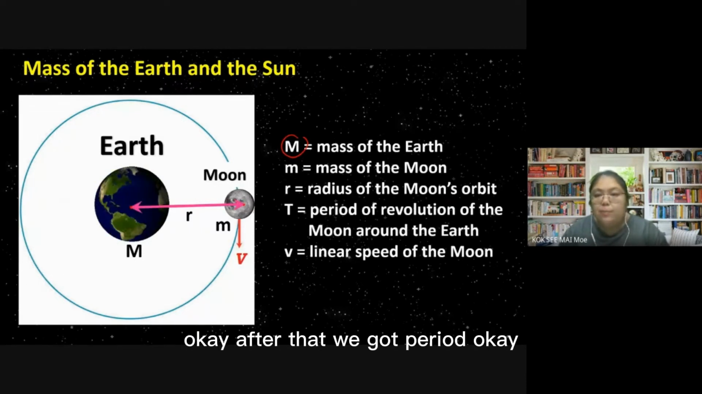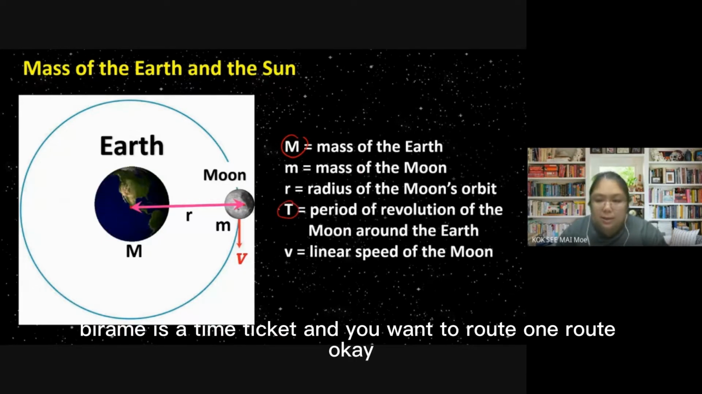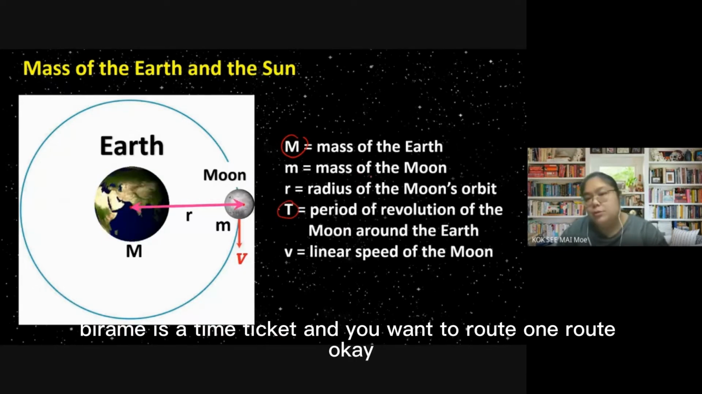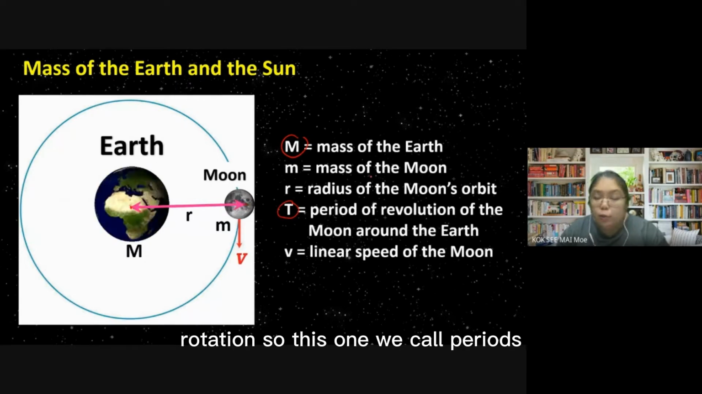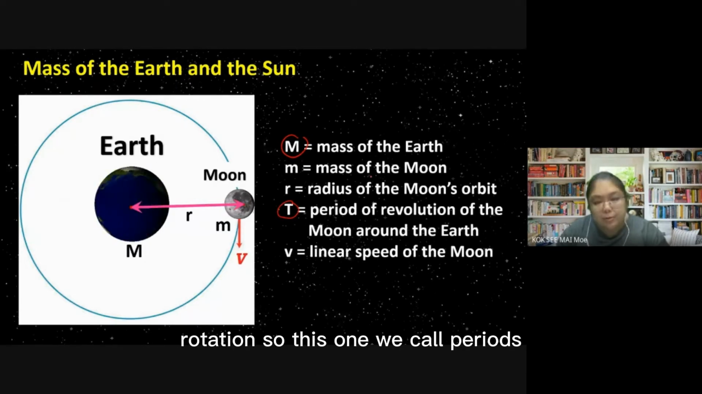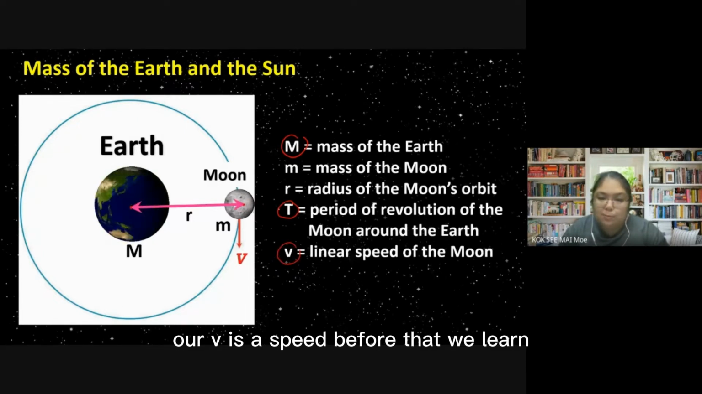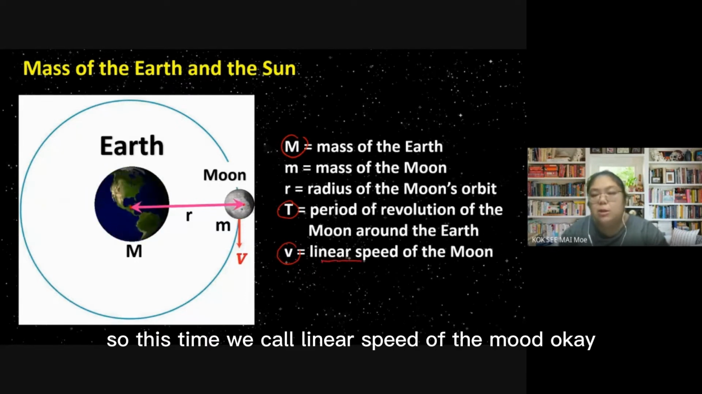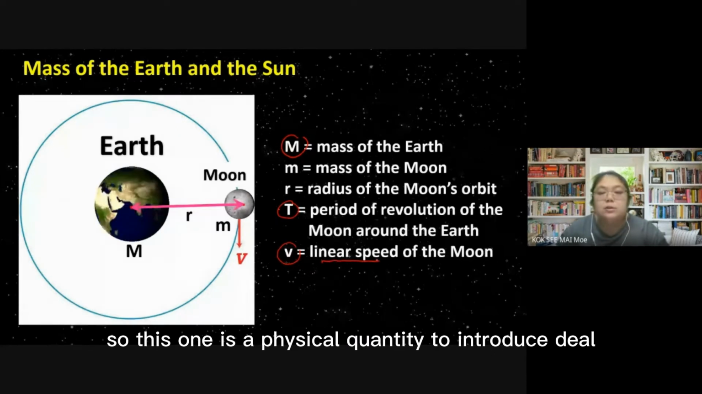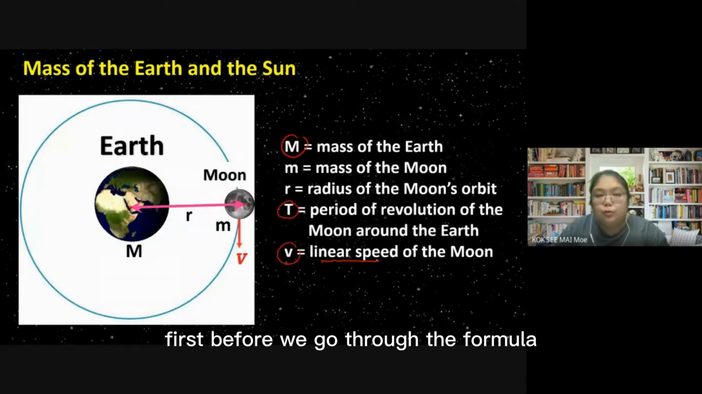After that we got period. Period means the time taken for one round. The moon wants to go around the earth for one complete rotation, so this one we call period. After that we got V. V is a speed. Before that we learned centripetal force, because they want to move. So this one we call linear speed of the moon. This is a physical quantity we need to introduce first before we go through the formula.